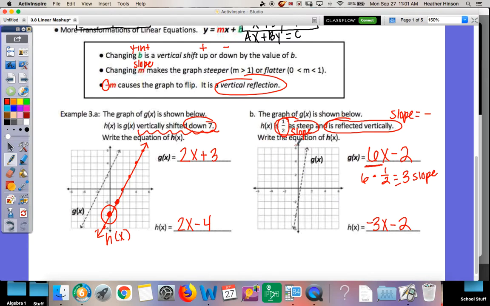So if I graph it, I'm going to start at the same spot, that negative 2. I'm going to go down because it's reflected, and I'm going to go down half as much. So before I went up 6, now I'm going to go down 3, half as much, still over 1. Just like my equation says. Erase all this extra. So I went down 3 over 1. So that is the line I'm going to graph.